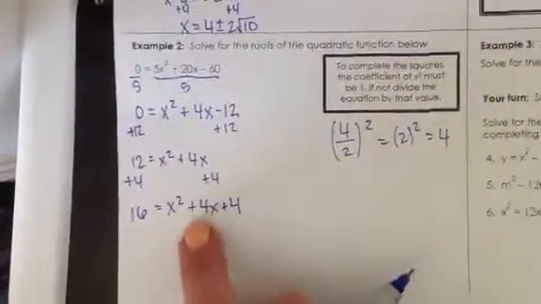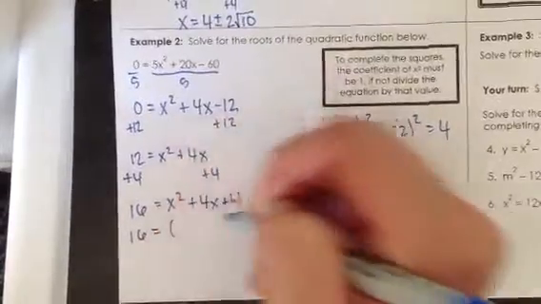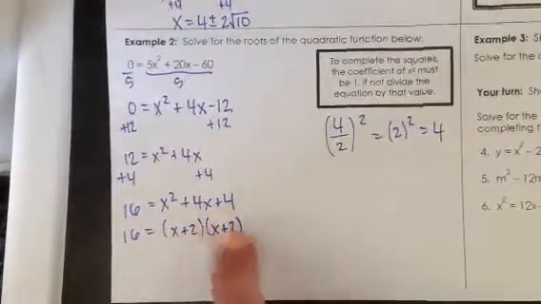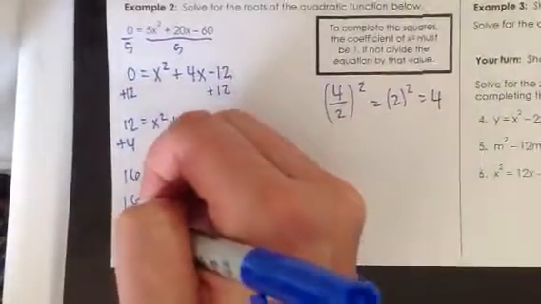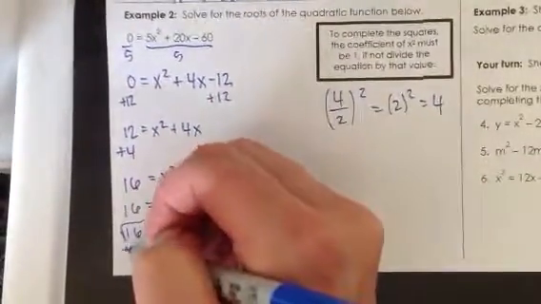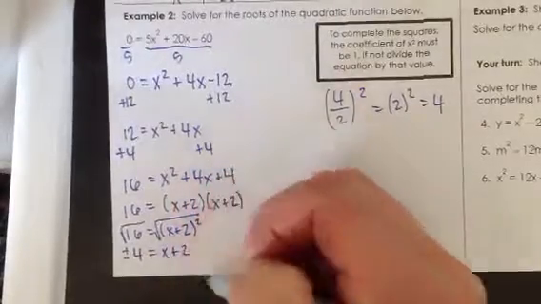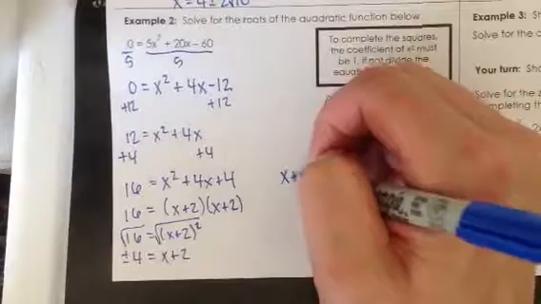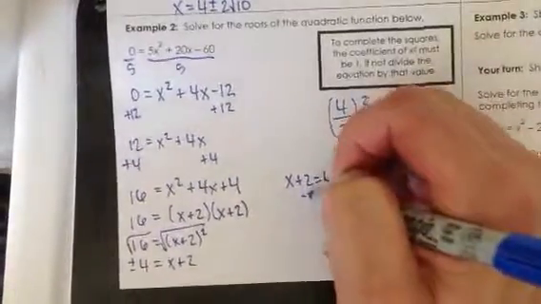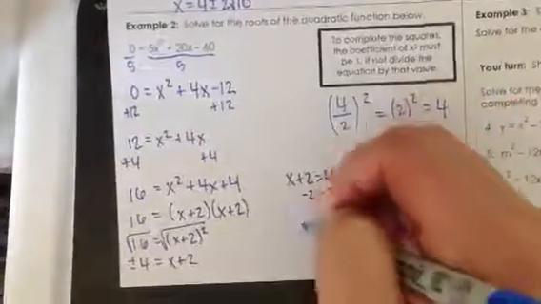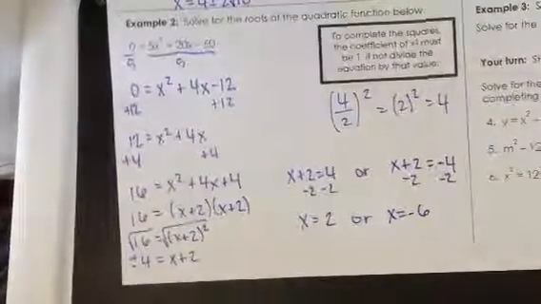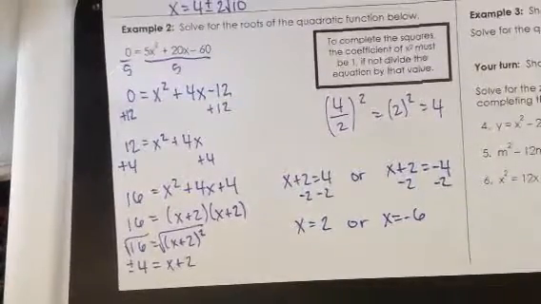I can go ahead then and factor this side, and I would get 16 equals x plus 2 times x plus 2. 2 times 2 multiplies to 4. 2 and 2 add to 4. It's the same binomial, so I can write it as x plus 2 squared. Take the square root of both sides. I get plus or minus 4 equals x plus 2. That means that x plus 2 equals positive 4, or x plus 2 equals negative 4. I subtract 2 from both sides on both equations. I get that x equals 2 or x equals -6. And I've gone ahead and solved for the roots or the zeros or the x-intercepts of the quadratic function.